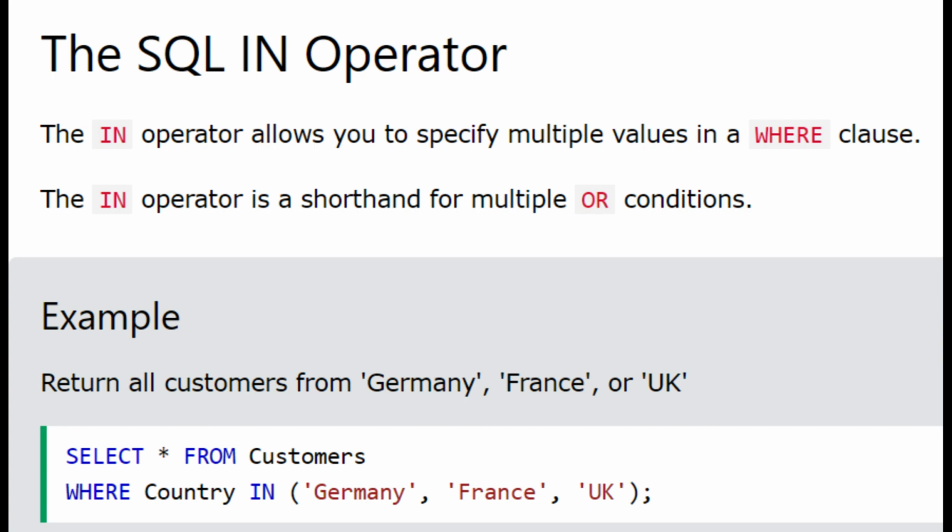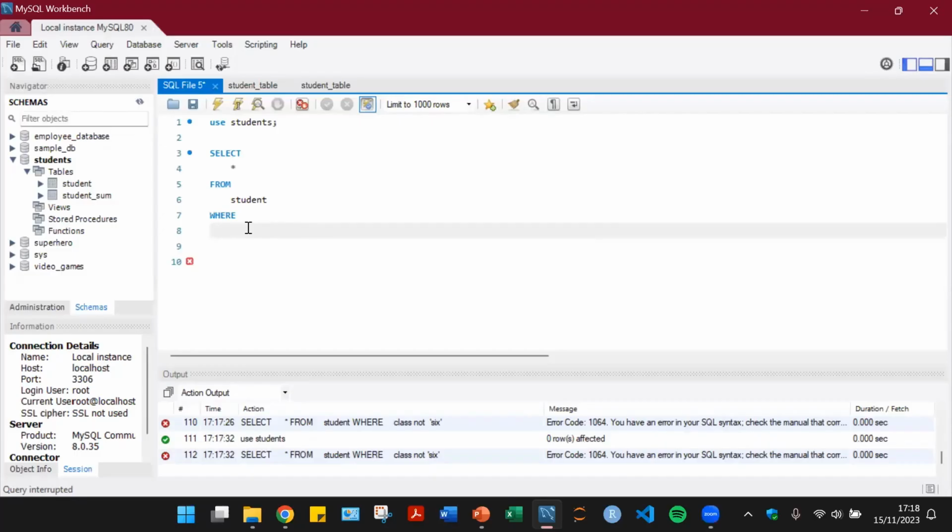In this lesson, we look at the IN operator in SQL. The IN operator allows you to specify multiple values in a WHERE clause. The IN operator is a shorthand for multiple OR conditions. This is also used when you have multiple conditions, and those conditions are in the same attribute of the data. Let's start by selecting students who are in classes.